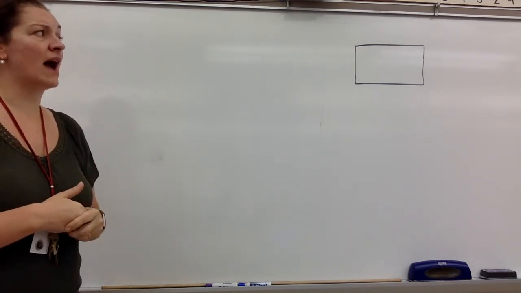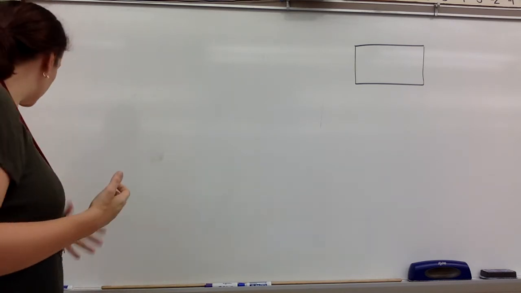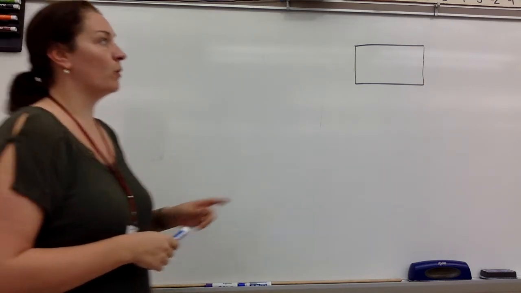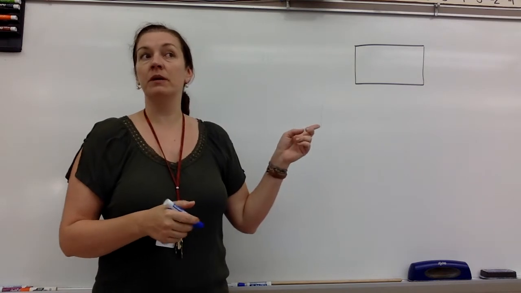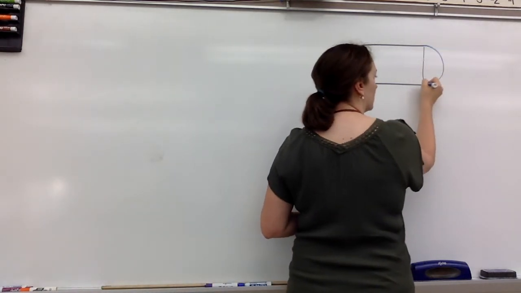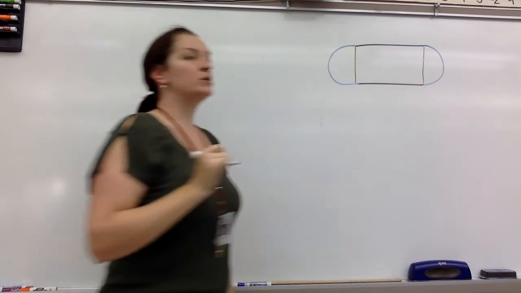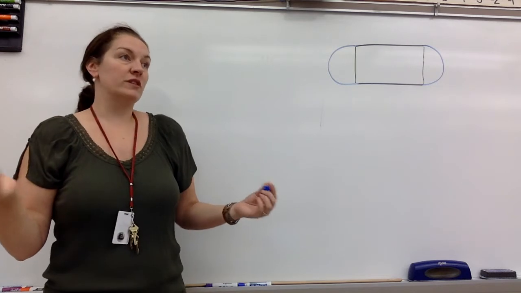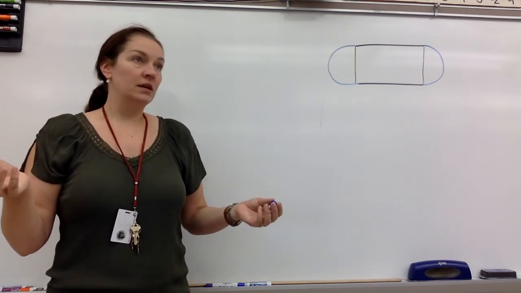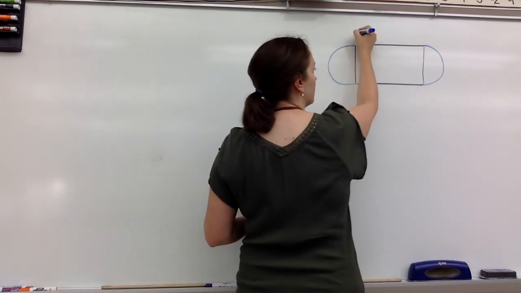In part A, you were asked to draw a diagram that represents the problem. In this problem, we've got a couple pieces to it. Number one, we've got a rectangular part of the room, but then they said that there were two semicircles on each end. So we're going to add this and this. By adding those two pieces, does it not look like a traditional track? Yes? Okay.